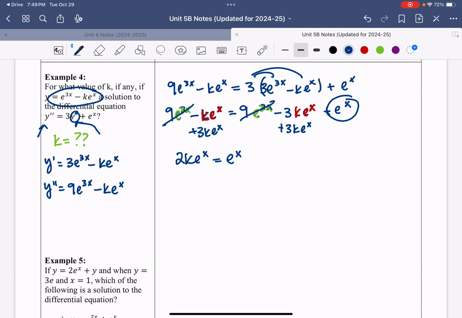Okay, our goal is to get k, so in this case, I don't need any of those e to the x's, so I'm going to divide both sides by e to the x. So when I do that, on the left-hand side, I'm just left with 2k, and on the right-hand side, I'm left with 1. So dividing both sides by 2, I get that k, or constant of proportionality, is 1/2.